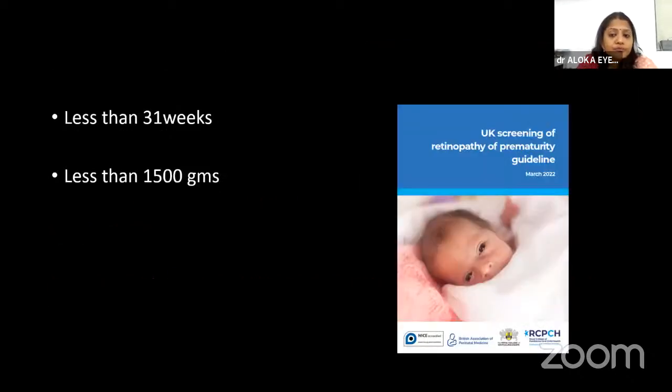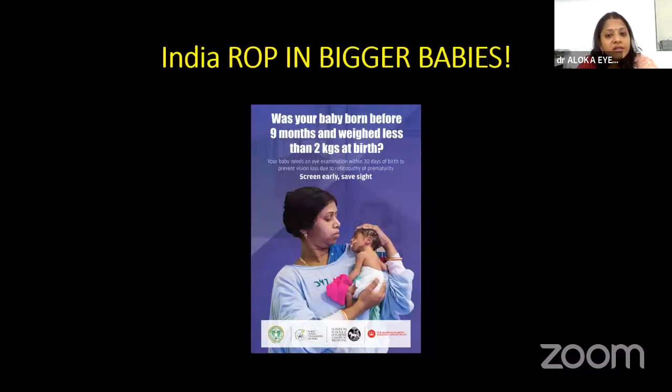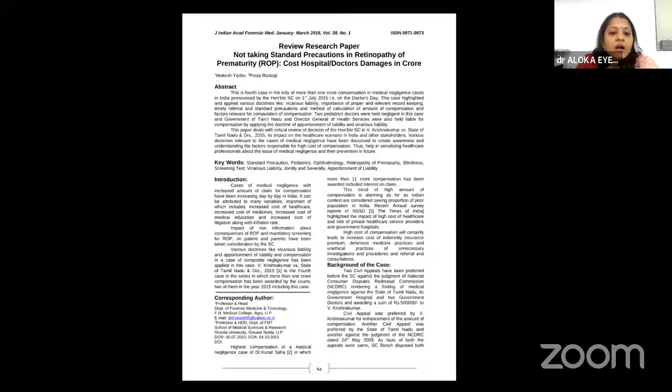Now, in the UK, the screening guidelines say that less than 31 weeks and less than 1,500 grams is whom we want to screen for ROP. So, very small babies. But in India, in the last 2 decades, we kept seeing a lot of ROP in even bigger babies. So now our screening guidelines are very different from the Western world, and we'll share that as the talk goes ahead.